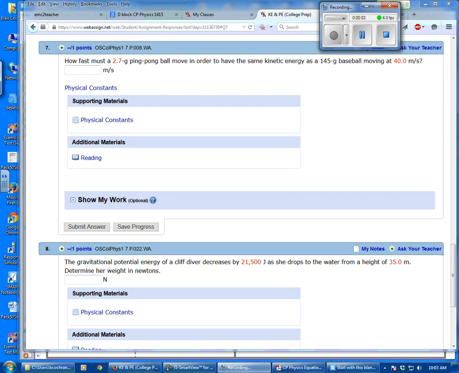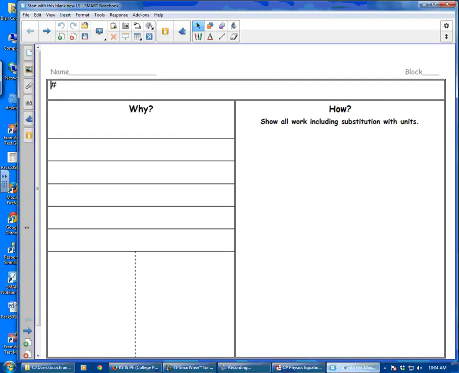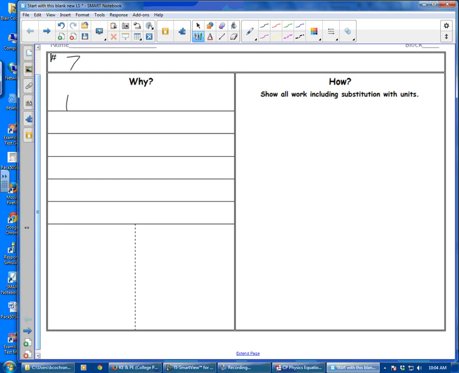So we're going to start with number 7, where it's asking how fast must a ping pong ball move in order to have the same kinetic energy as a baseball. And the key understanding here in number 7 is that kinetic energy is energy of motion.